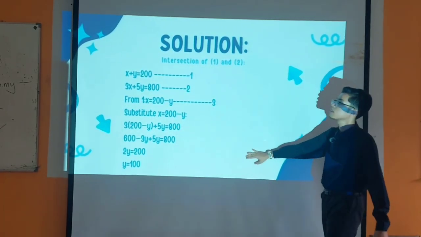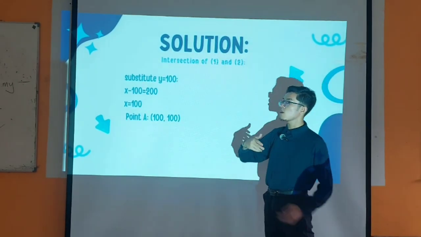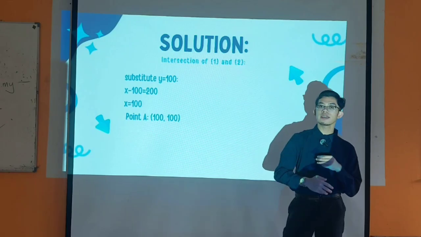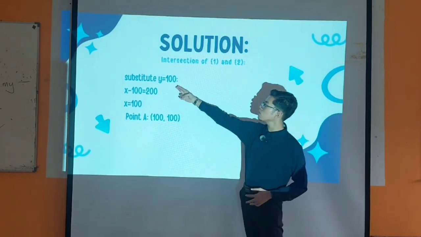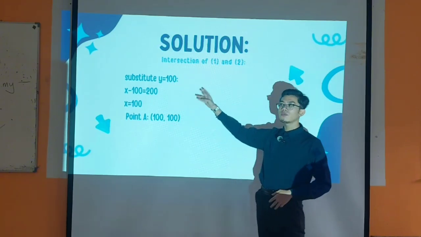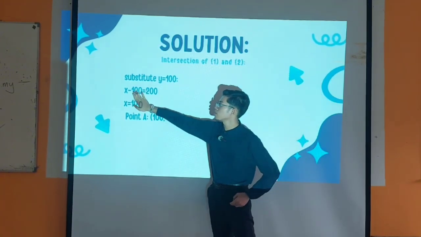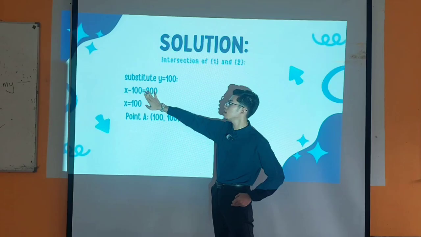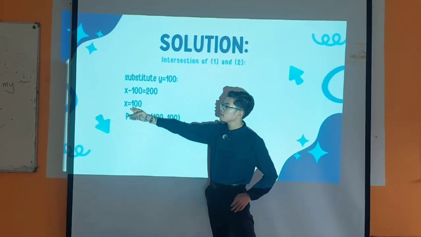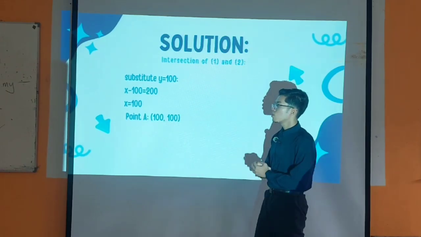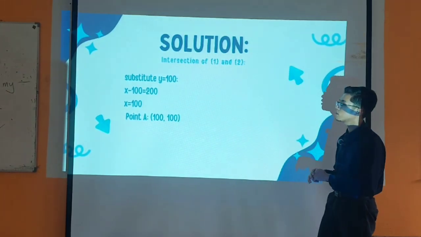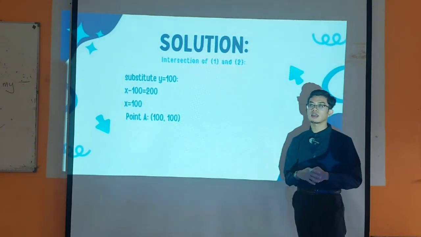Next, when we get y equals 100, we will need to find the x. So substitute y equals 100 in the first equation. So x plus 100 is equal to 200. So the result that we get is x equals 100. So for point A, x is 100 and y is also 100. Okay, next.